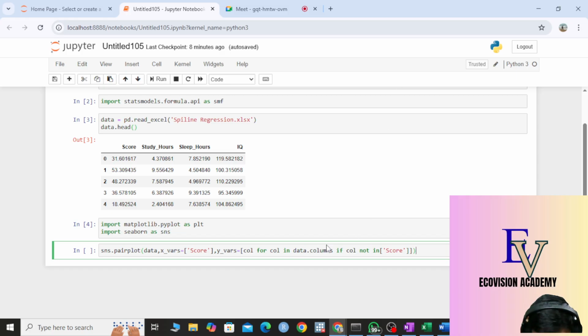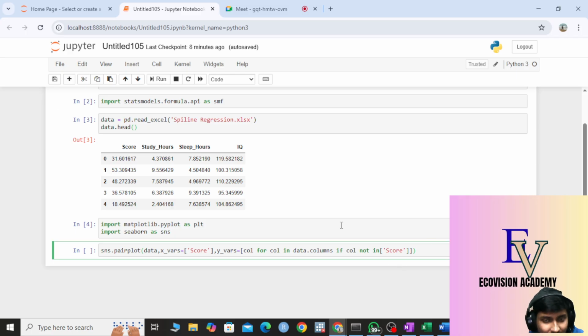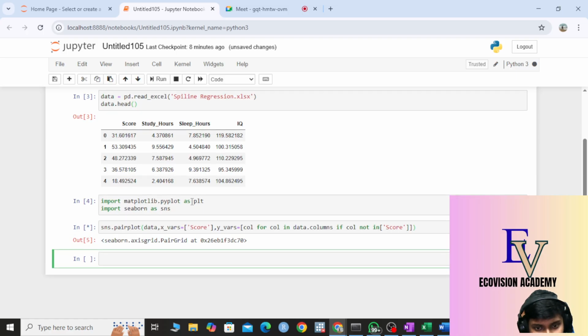And we have given that if column not in score, because do you need a scatter plot between score and score? No. What do you need? You need a scatter plot between score and study hours, between score and sleep hours, and between score and IQ. Do you need it between score and score? No, you do not need that. That is why we have written not in score. We do not need it for score. Now I will run this code and you see.